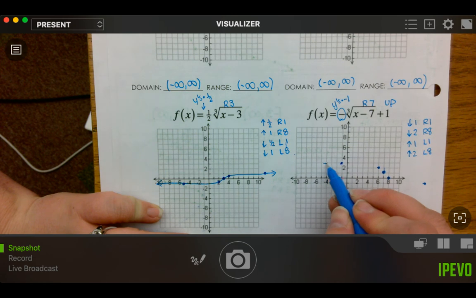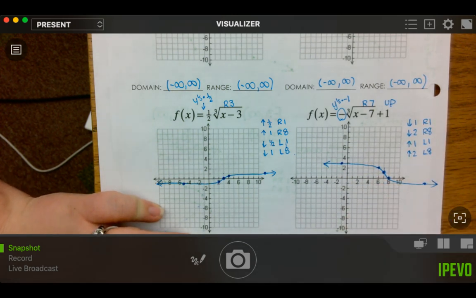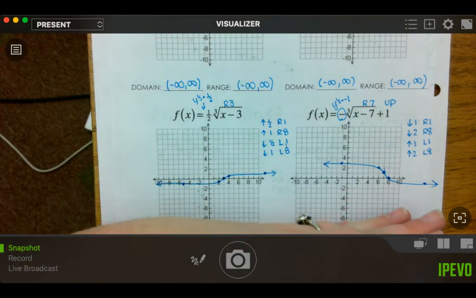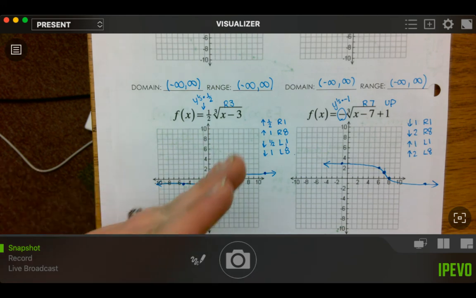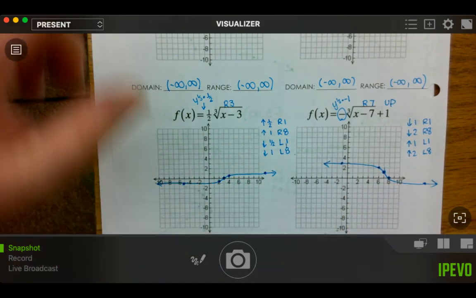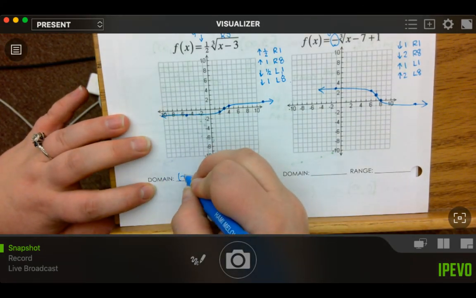and here you have it. So see how it's going sort of like this instead of the normal, it's almost like they just flip-flopped. It's going the other direction. And then at the end, both of your domains and ranges are going to be -infinity to infinity.